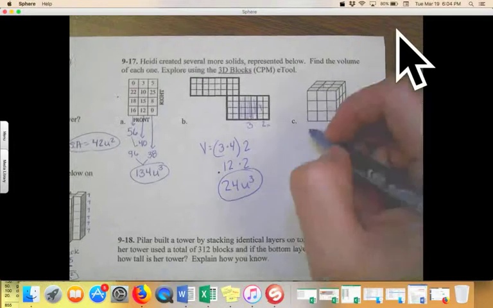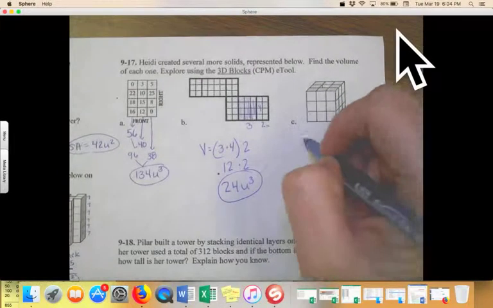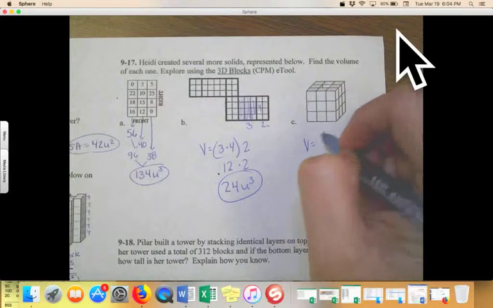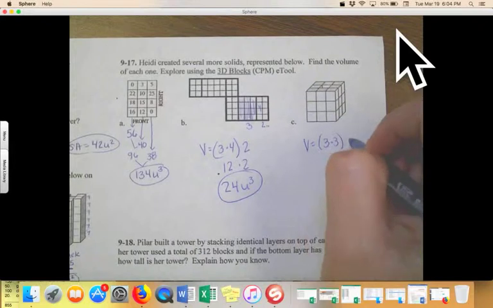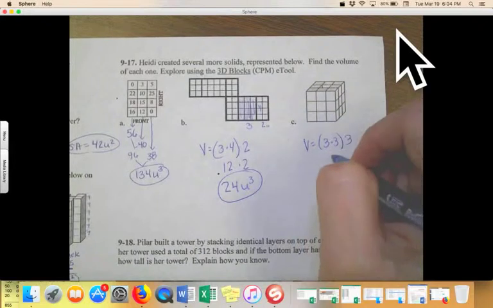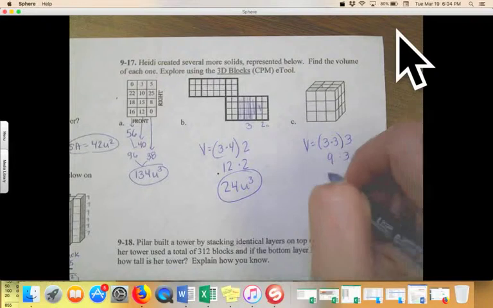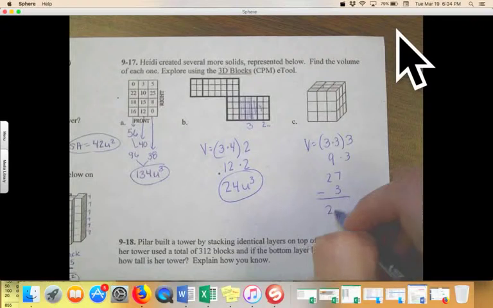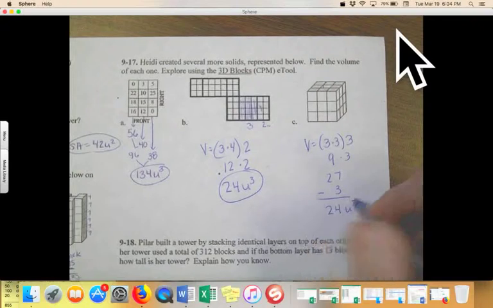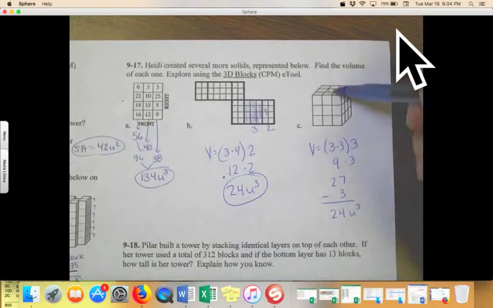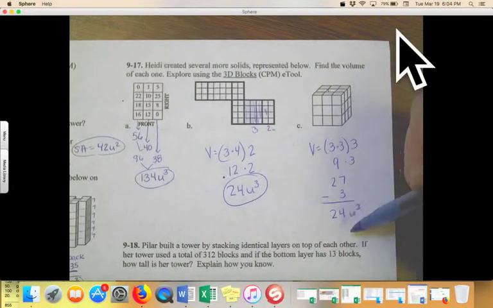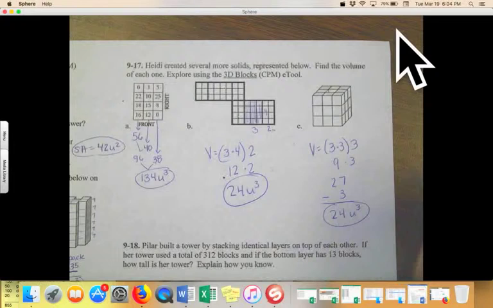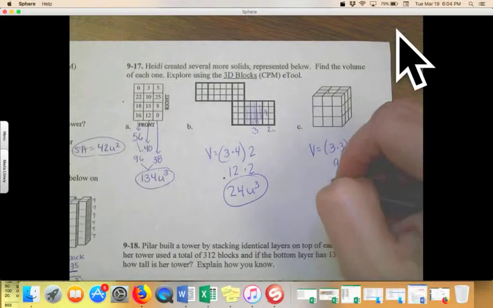But if you did the entire structure, then you would have a 3 by 3 bottom and 3 units high. 3 times 3 is 9, times 3 is 27. But then if you subtract out the 3 that are missing in the middle, then you have 24 units cubed. So not knowing if that is 1, 2, or 3 cubes missing, I would take 24, 25, or 26 as an answer on this test because you could make an argument for any of those.